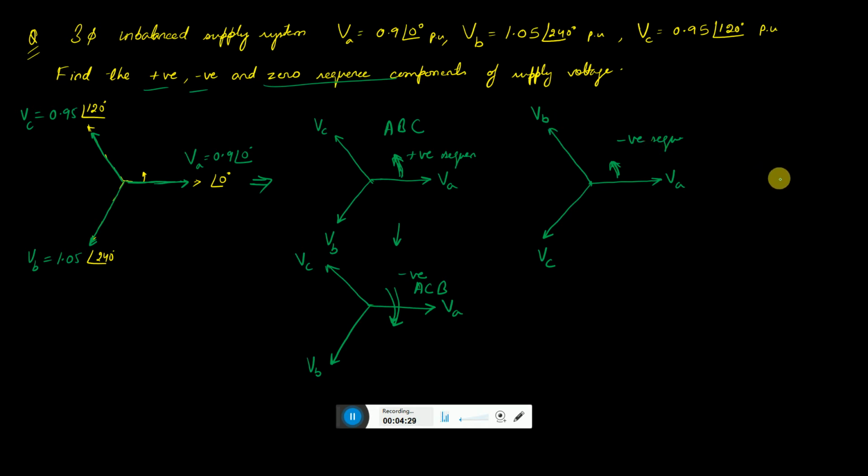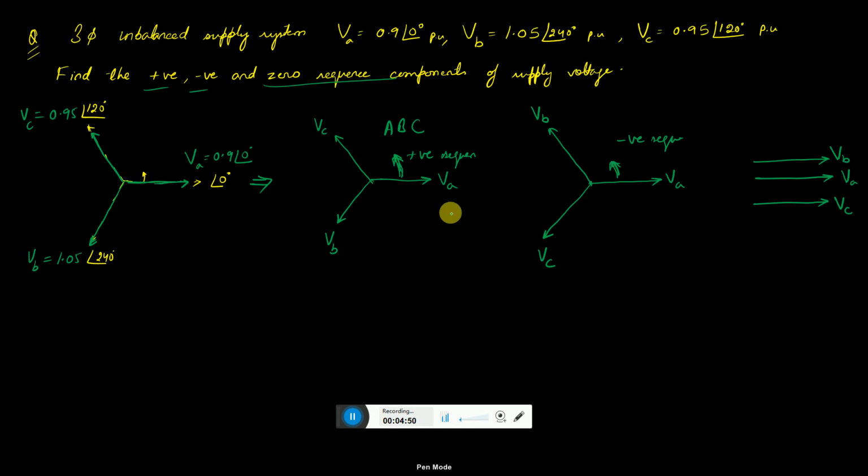And when I say zero sequence, VA, VB and VC all will be in the same line. Let me remove this just for the sake of clarity. So now we have a positive sequence plus negative sequence plus zero sequence.